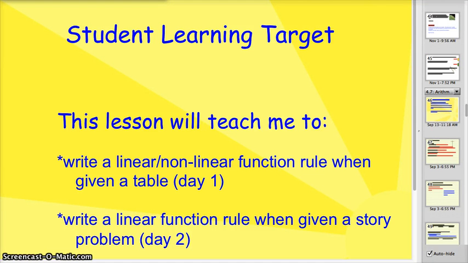Today we will be working on section 4.5, day 2. This lesson will teach me to write a linear function rule when given a story problem.